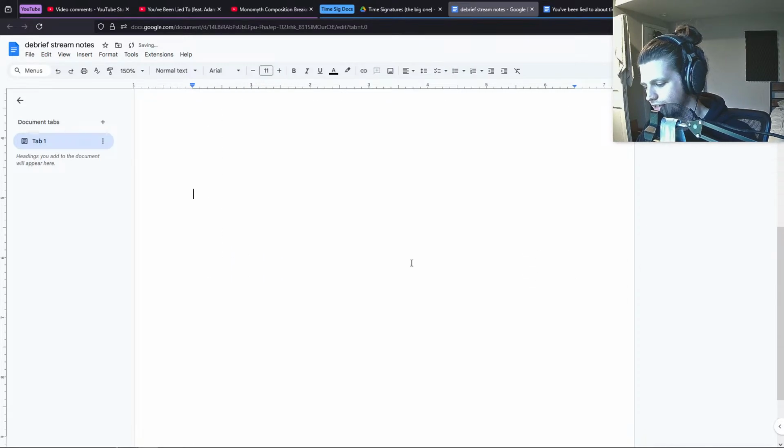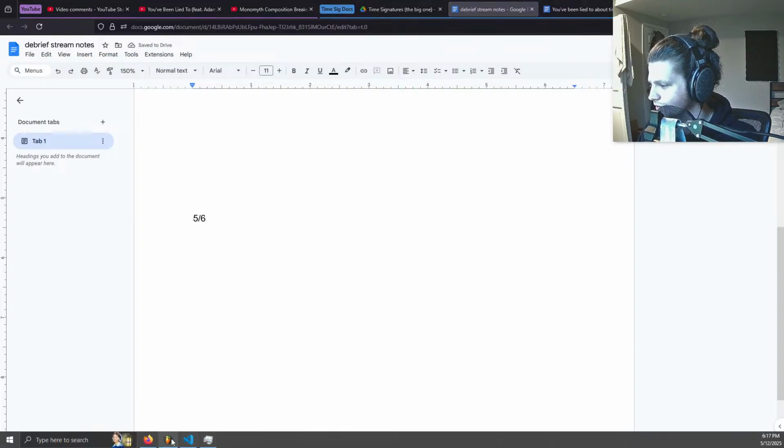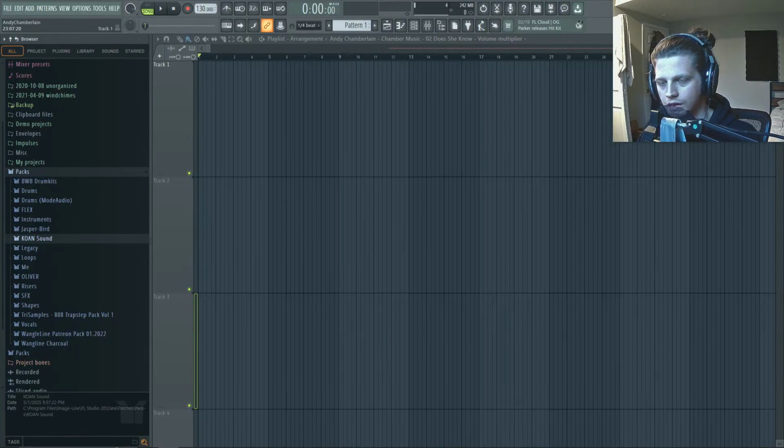That does make me think, could we do an example of that? Like a classic 5/6 measure or something, right? A 5/6 measure. And let's say we were coming off of... actually, you know what we should do is we should do this in FL Studio.